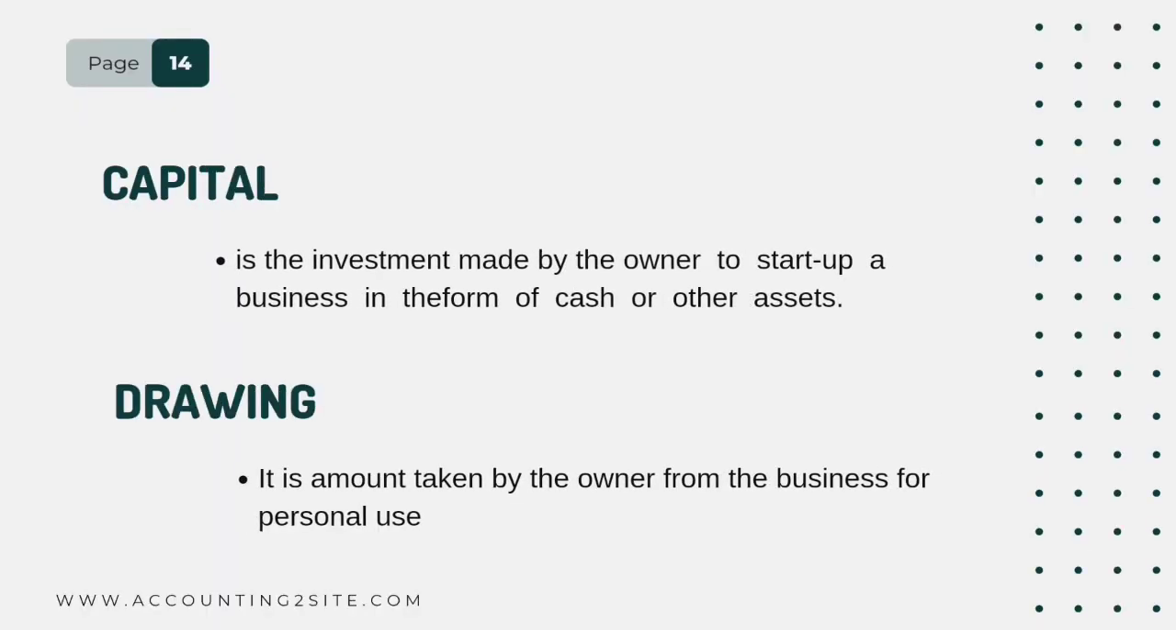Under this owner's equity is capital and drawing. Capital is the investment made by the owner to start up a business in the form of cash or other assets. Drawing is the amount taken by the owner from the business for personal use.